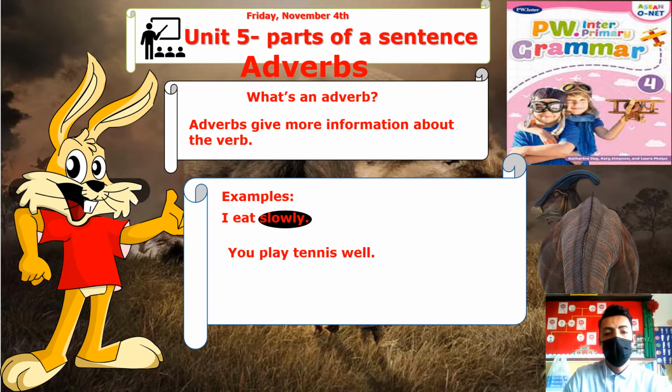Next sentence, you play tennis well. You, the subject, play tennis. Play is the verb. Now well gives more information about the verb play. Well describes how you or we play tennis. So well describes the verb play. You play tennis well. The adverb in this sentence is well.